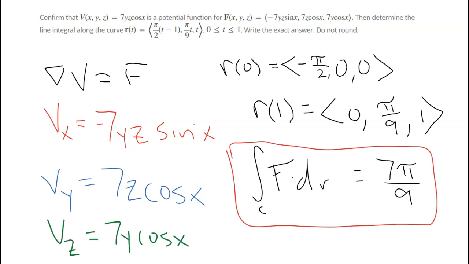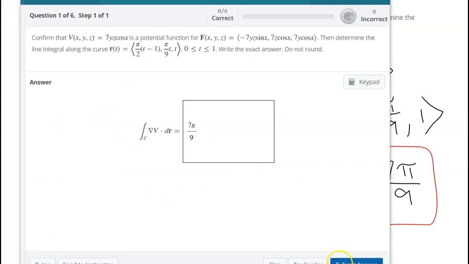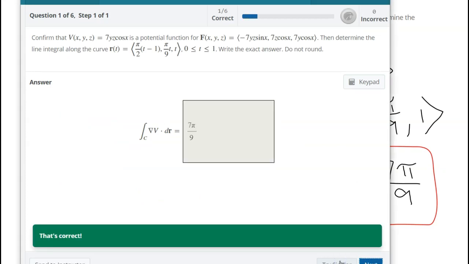Let's plug it in to the Hawk software just to confirm. All right, and we will submit our 7 pi over 9 answer, and that's what we got, okay?